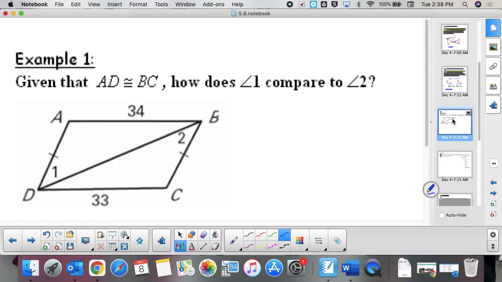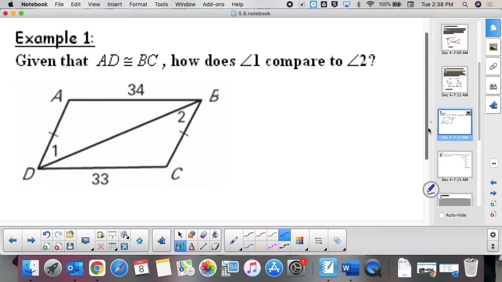So let's take a look at our example. In example 1, it says given that AD is congruent to BC, how does angle 1 compare to angle 2? So AD with BC, we have one set of congruent sides, but remember, we need two sets of congruent sides for this to work. So these two triangles, it turns out they share a side because of the reflexive property. So I do have two sides congruent to two sides.